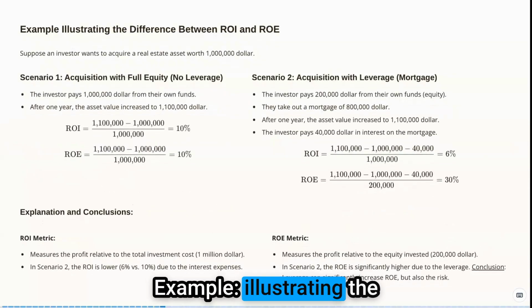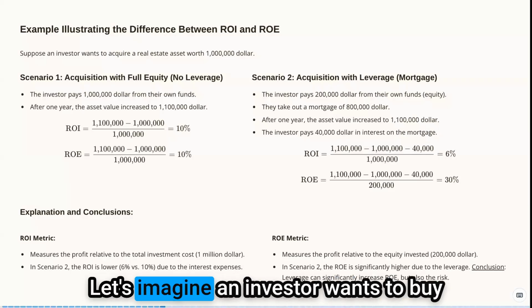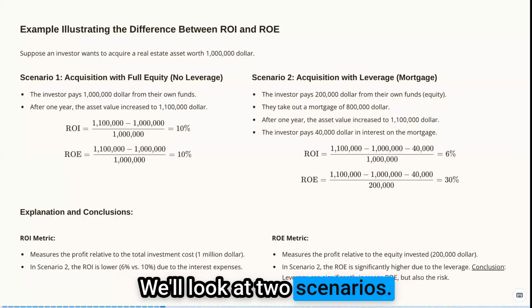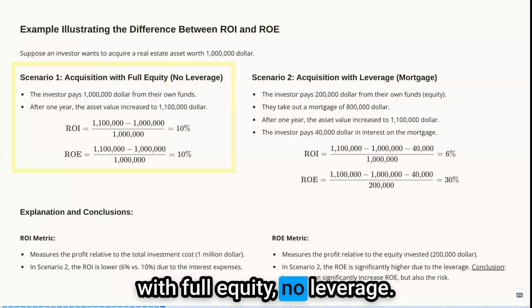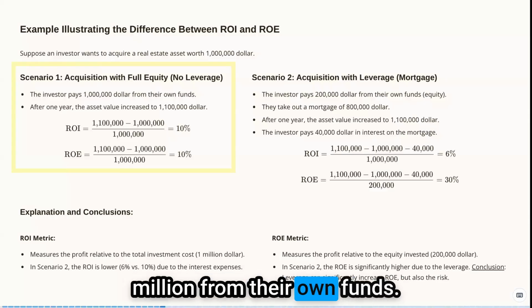Example illustrating the difference between ROI and ROE. Let's imagine an investor wants to buy a real estate asset worth $1 million. We'll look at two scenarios. Scenario 1: acquisition with full equity, no leverage. The investor pays the full $1 million from their own funds.